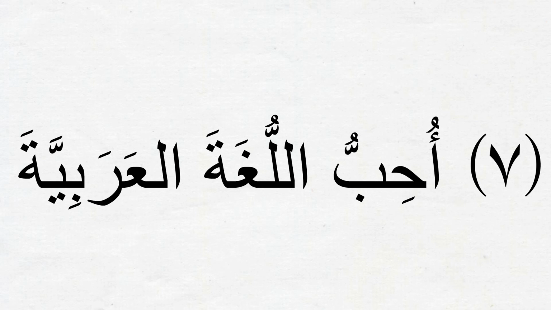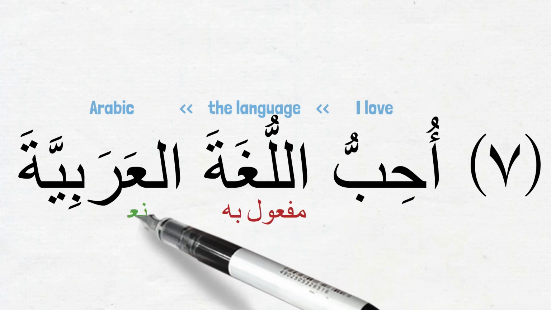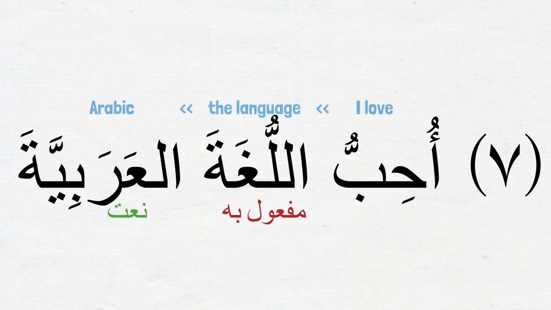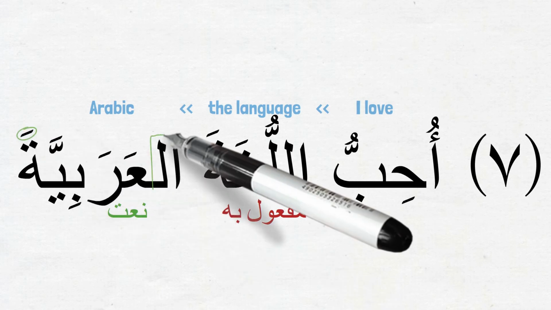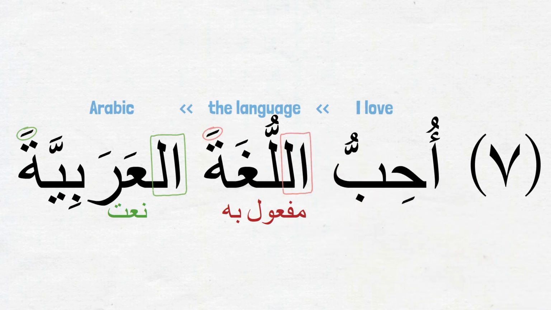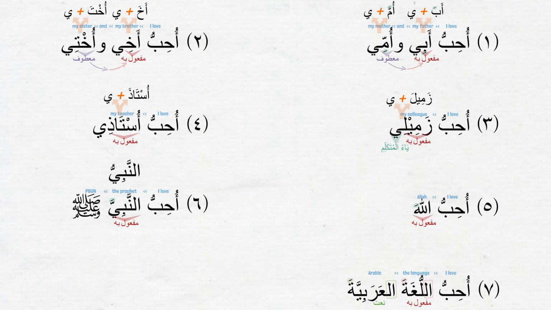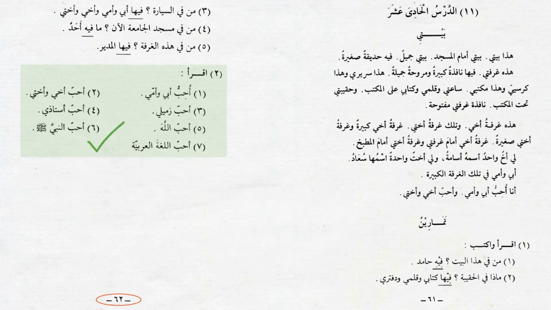And the final sentence. أحب اللغة العربية. I love the Arabic language. Can you find the maf'ul bih in this sentence? It is al-lughata, right? Al-arabiyyata is not for al-lughata. That is why al-arabiyyata is also mansub and ma'rifah similar to al-lughata. We are done with this exercise.